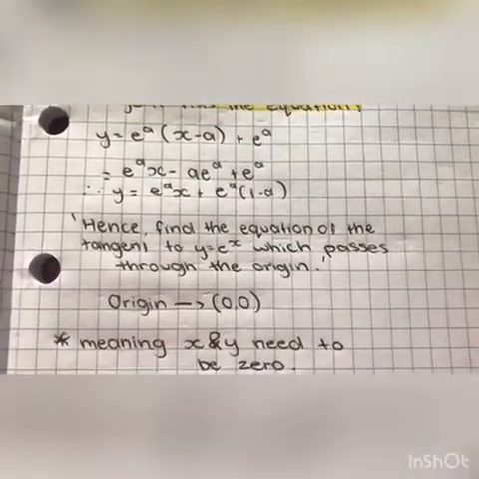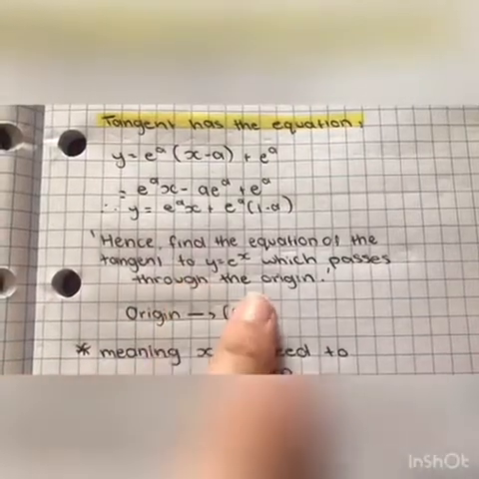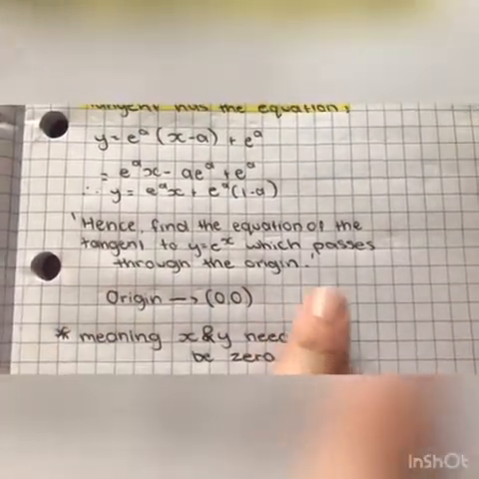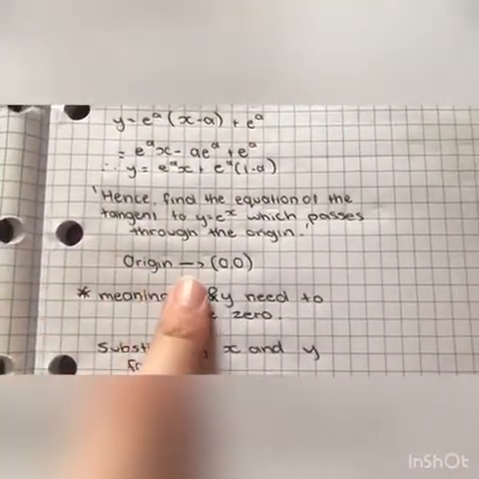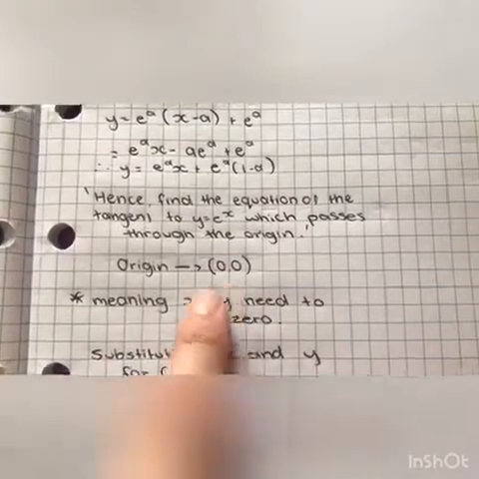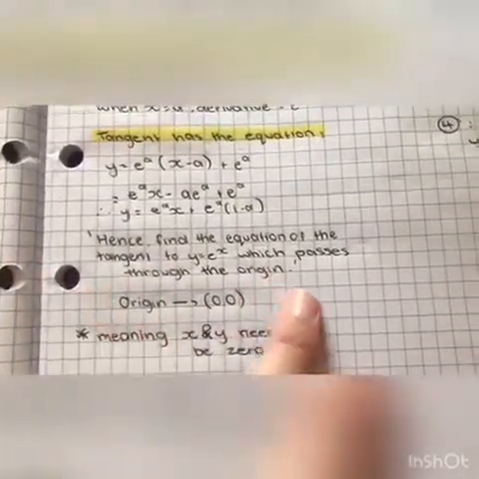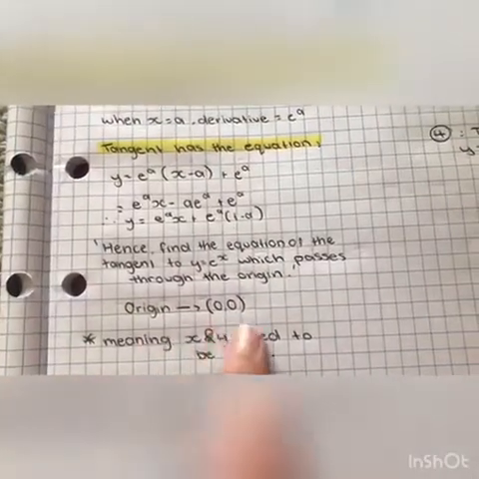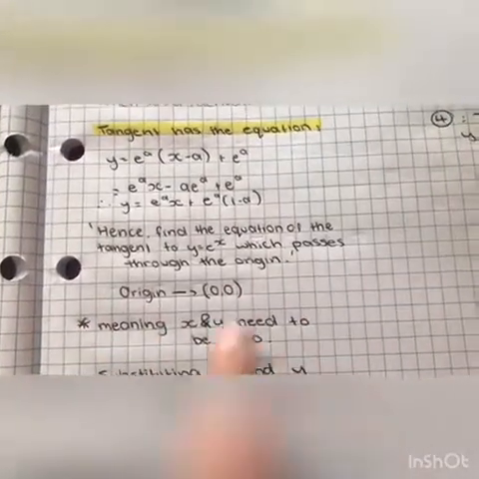Now we will move on to part B, which asks, find the equation of the tangent for y equals e^x, which passes through the origin. Although we are provided no more information than this in the original question, we can imply that the origin means the coordinates are (0, 0), meaning x and y will both need to be 0.